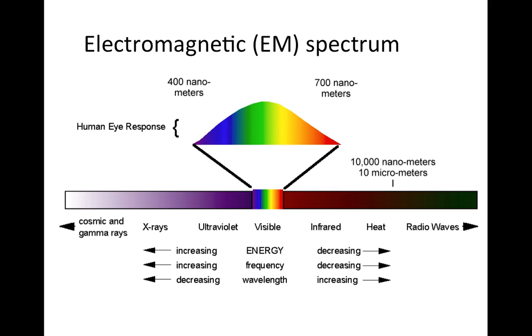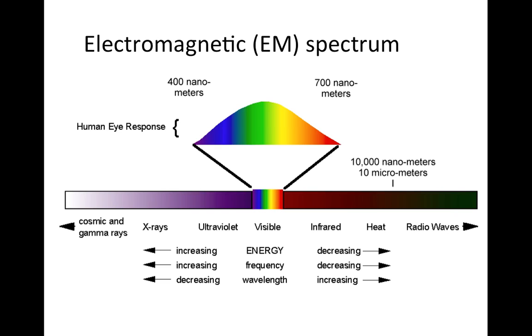The only reason we can see just that part is because that's what our eyes can detect. Our eyes are sensitive to electromagnetic radiation between about 400 nanometers and 700 nanometers. But the actual spectrum extends either way. This particular spectrum is laid out in terms of increasing wavelength. So longer wavelengths include infrared, heat and radio waves. Shorter wavelengths include ultraviolet, X-rays, cosmic and gamma rays.